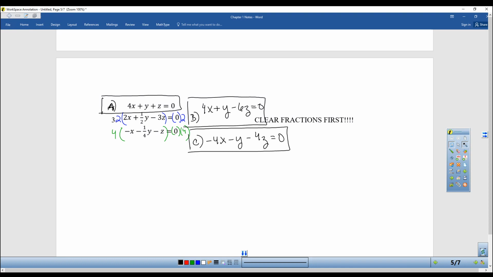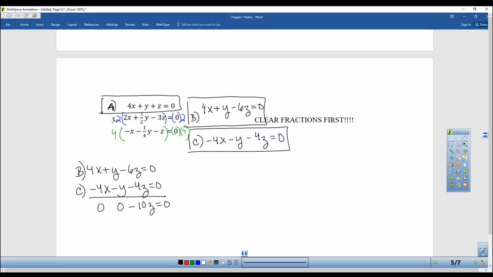Okay, just to do something different, I'm not going to get rid of x this time. I'm going to get rid of y. I see that B and C are going to combine quite nicely. B, 4x plus y minus 6z is equal to 0. C, negative 4x minus y minus 4z is equal to 0. I get 0, 0, negative 10z is equal to 0.